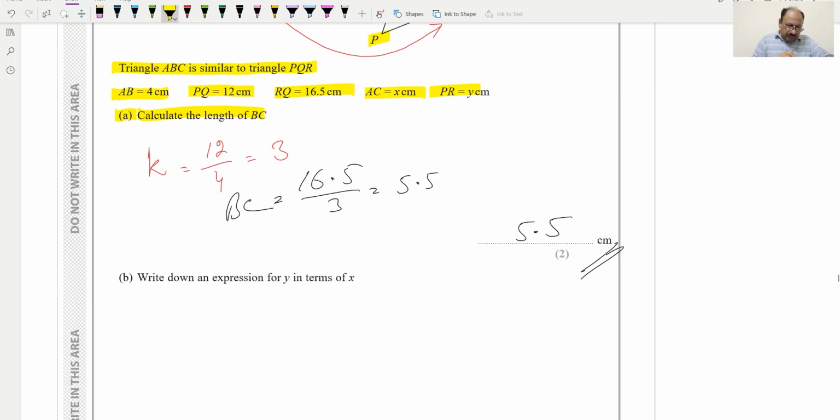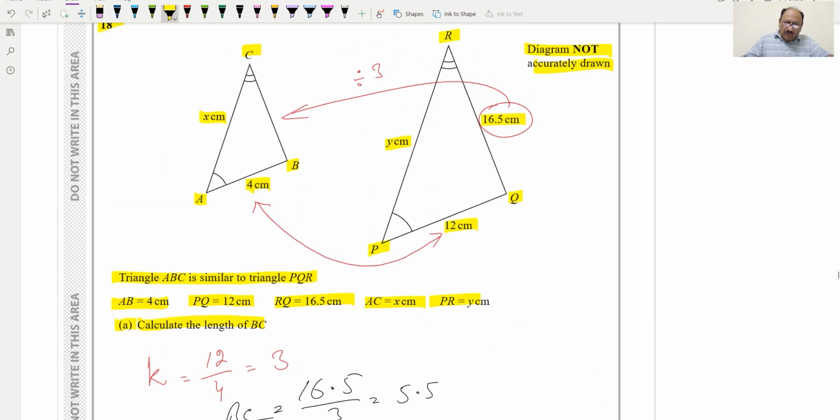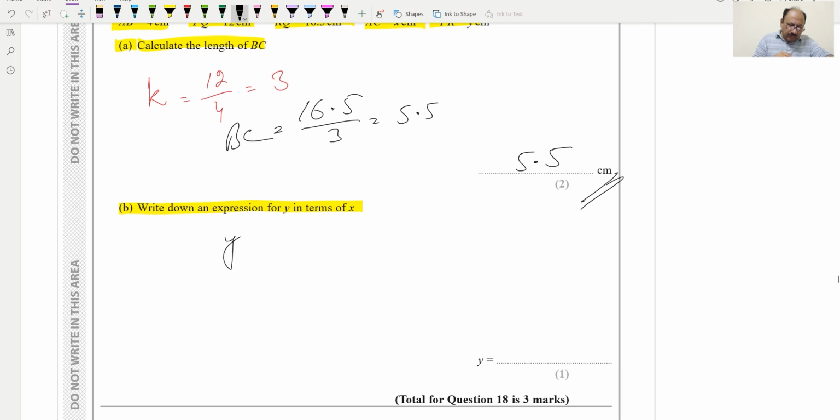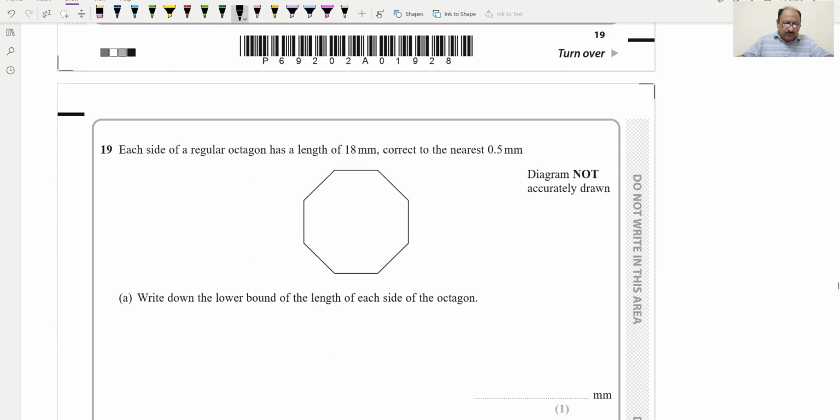Now B part, write down an expression for y in terms of x. Y in terms of x. So if we divide y by 3, we will get x. So we can write y over 3 is equal to x, and for y in terms of x, 3 we can shift to the other side, so y is equal to 3x. So we can write this is equal to 3x, and this is for 1 mark question, which is done.